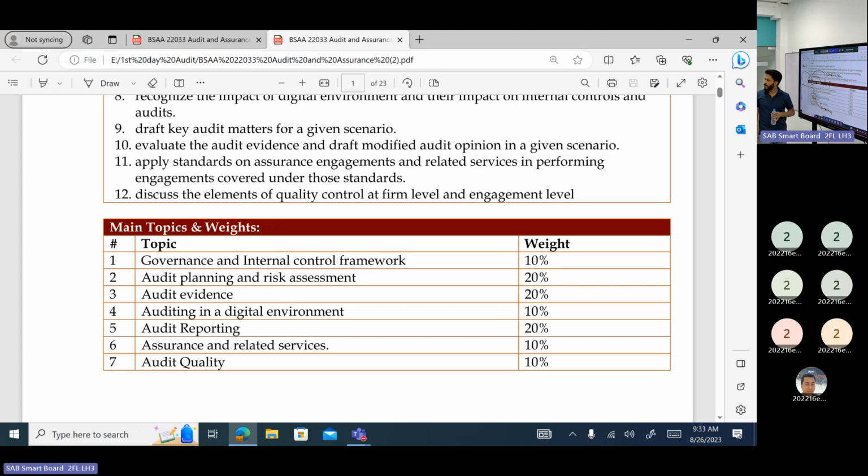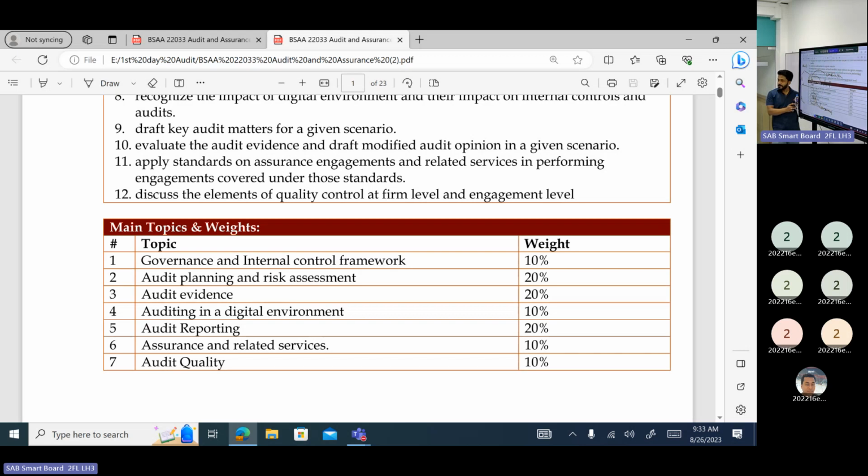AUP means agreed upon procedures, right? Compilation is an outsourced service, like preparing financial statements or bank reconciliations. So we are not issuing any assurance, right? In an audit firm, we have assurance services, audits.